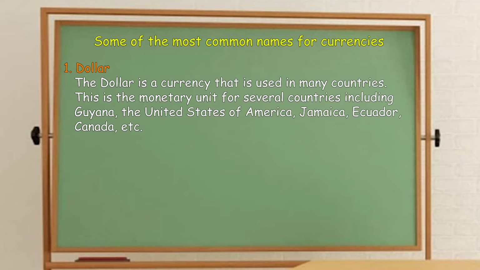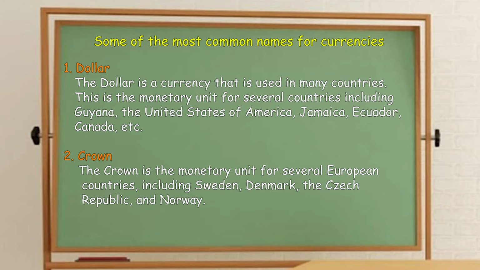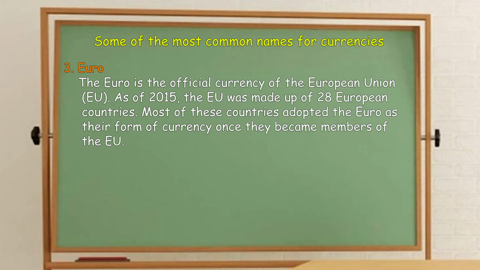Dollar. The dollar is a currency that is used in many countries. This is the monetary unit for several countries, including Guyana, the United States of America, Jamaica, Ecuador, Canada, and so many more. Crown. The crown is the monetary unit for several European countries, including Sweden, Denmark, and the Czech Republic, and also Norway. Euro. The euro is the official currency of the European Union.